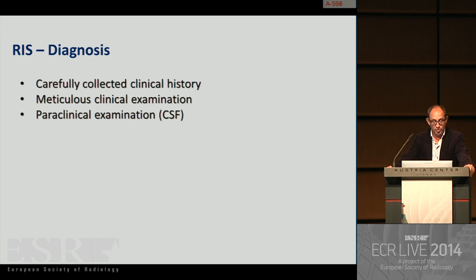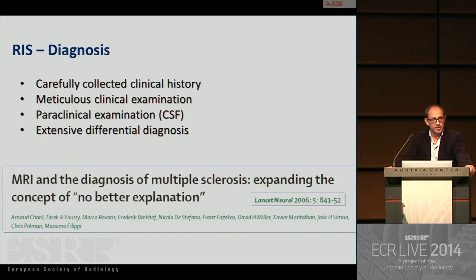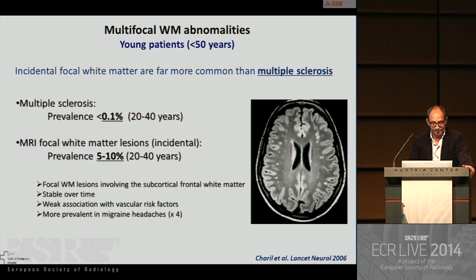It's quite useful to include a paraclinical examination beside MRI, such as, for example, analysis of the CSF, and an extensive differential diagnosis is mandatory in order to exclude other causes that may produce these radiological findings. And I can recommend this paper published in Lancet Neurology some years ago that reviews the differential diagnosis of MS based mainly on MRI findings.